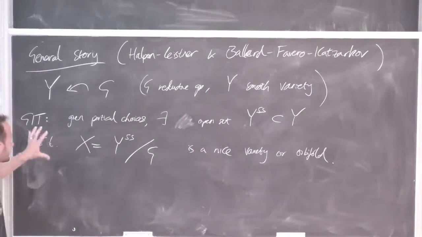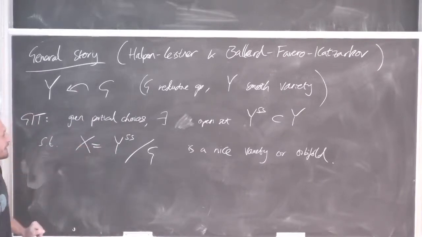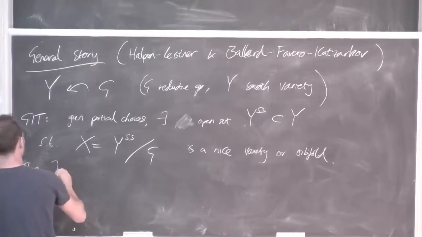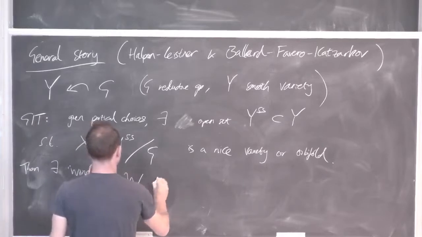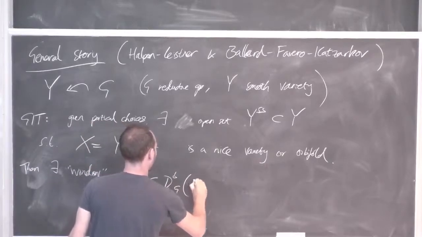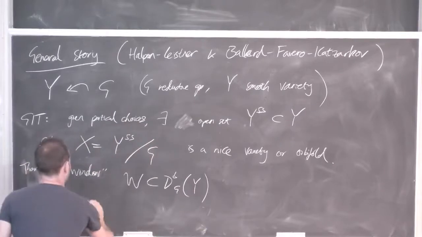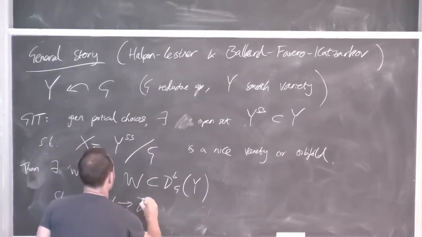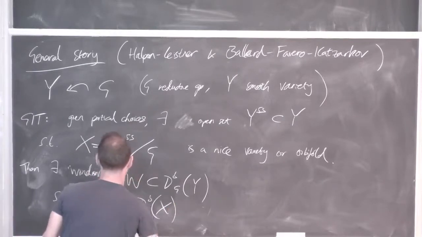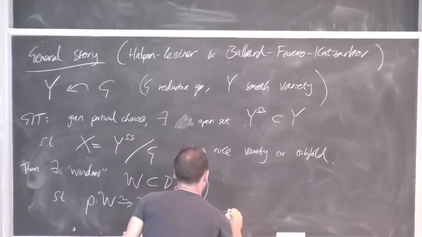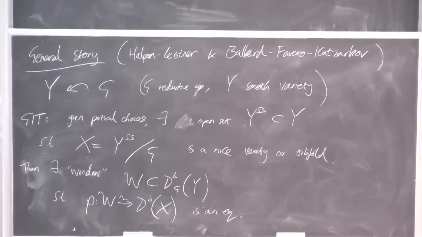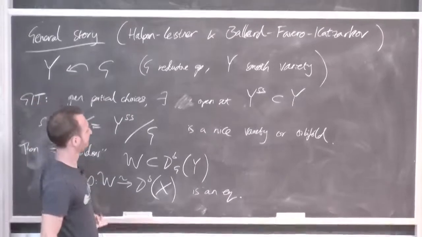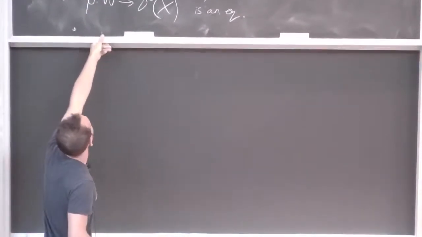Okay, so you make one of your choices, and you build yourself this nice quotient space, and then there exists a window, some subcategory W inside the equivariant derived category of Y, such that the restriction functor from W to the derived category of the GIT quotient X is an equivalence. Right? Which is exactly what we were doing by our rather elementary methods. So that is just a theorem.